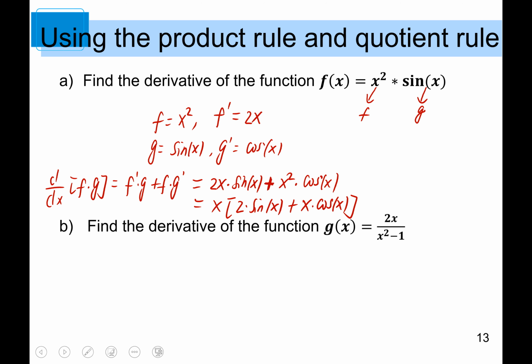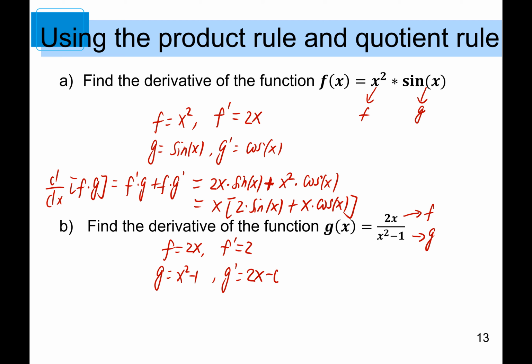Second, let's find the derivative of the function g of x equals 2x over x squared minus 1. Here this is our f, and that's g. So f equals 2x, f prime is equal to 2. g equals x squared minus 1, and for g prime, the derivative of x squared becomes 2x and the derivative of minus 1 becomes 0, so 2x minus 0 is 2x.